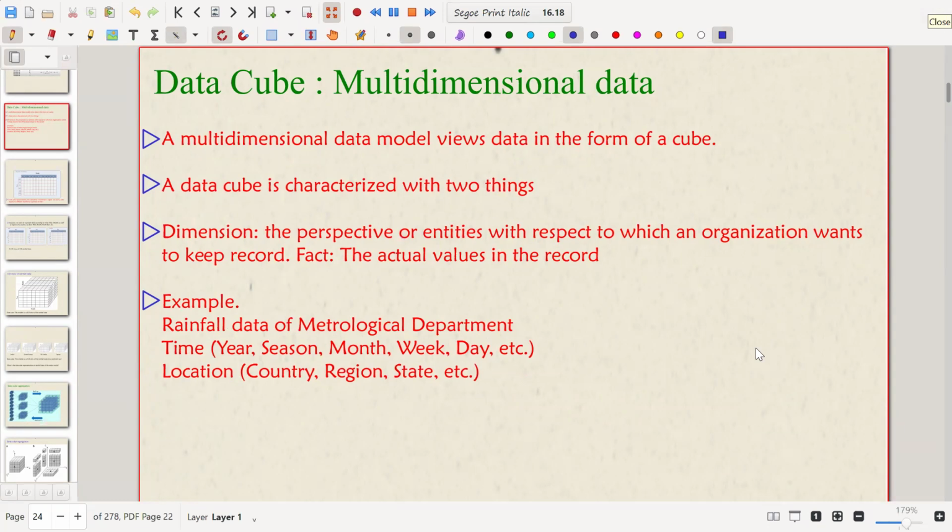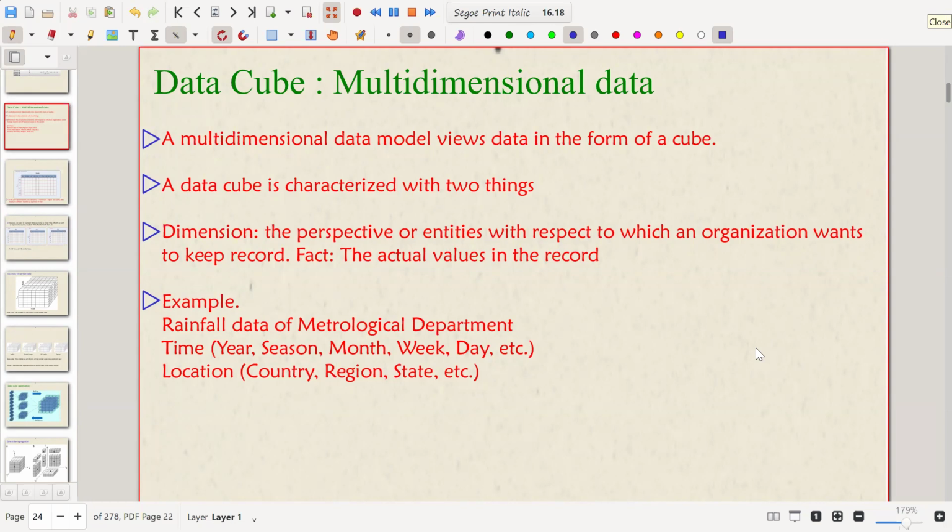Interval data where there is no true zero point, but the difference makes sense. Ratio data when we are dealing with numerical variables, where the difference makes sense, but there is also a true zero point, right? These are four different data types, that is data levels: nominal, ordinal, interval, and ratio.